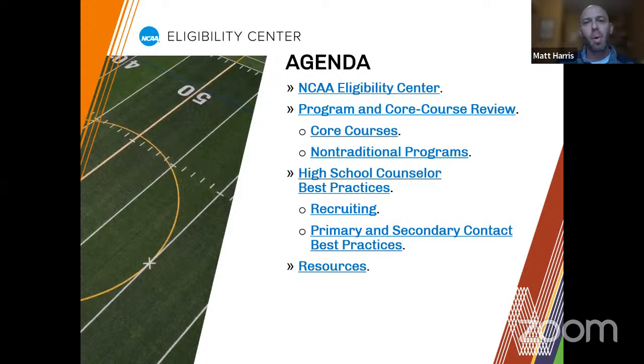We're going to talk a little bit about what we do at the Eligibility Center, and then the specific work that the team that Kaylin and I work on does to review schools, programs, down to specific courses. And then Kaylin's going to talk about some best practices for school counselors, just in terms of maintaining your school's account, course list, and those kinds of things. We'll touch on some recruiting and contact best practices, and then again, get to some resources and Q&A at the end.